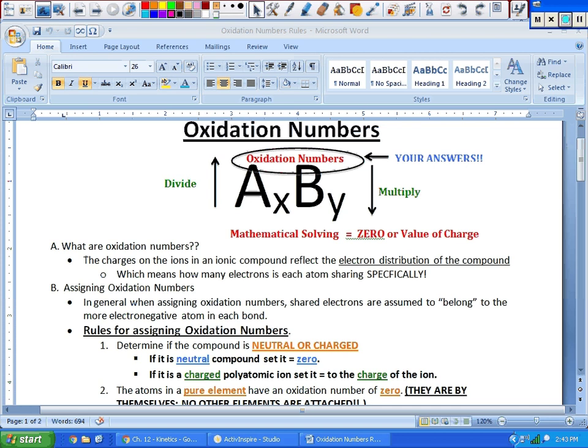Pause right there. Electron distribution. What does that mean? Can someone explain that to me? What is distribution? To move around and change, right? UPS, FedEx, those are distribution companies. So this is the important part. Go ahead.